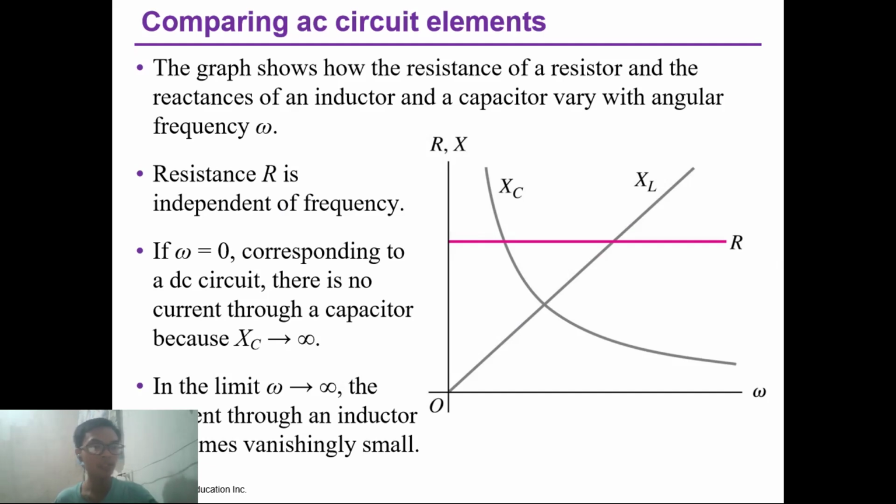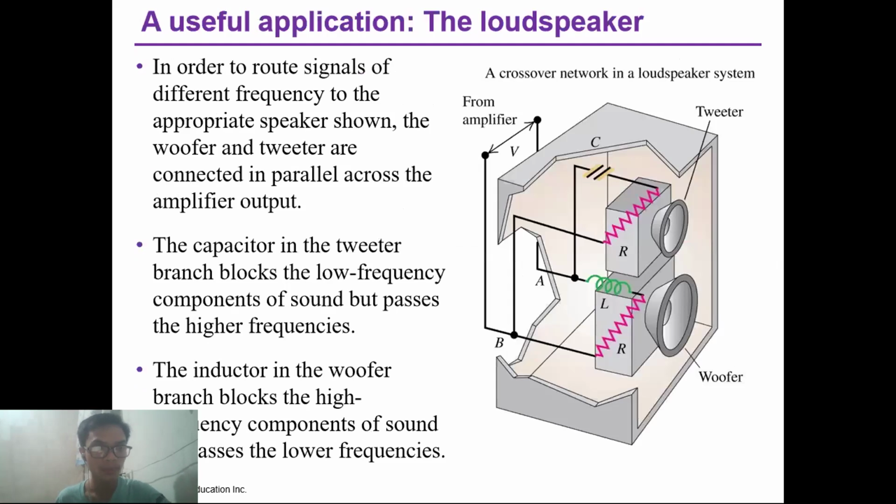At an angular frequency equal to 0, the capacitor blocks current, corresponding to a DC circuit. There is no current through a capacitor because the capacitive reactance is equal to infinity. At very high angular frequency, the inductor blocks current. So why do capacitors pass high frequencies but block low ones? Let's try to delve into useful applications of these concepts, such as in the loudspeaker.